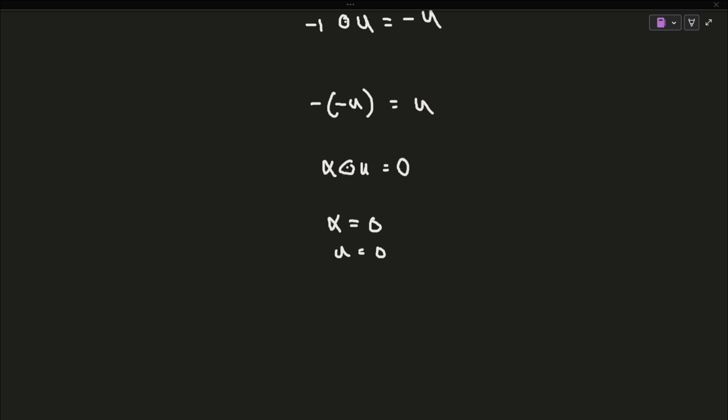And yeah, that's vector spaces for you. In the next video, we'll hopefully be getting into a bit more of subspaces, and in future ones, we'll start getting into the meat and potatoes of vector spaces. And I'll see you there.